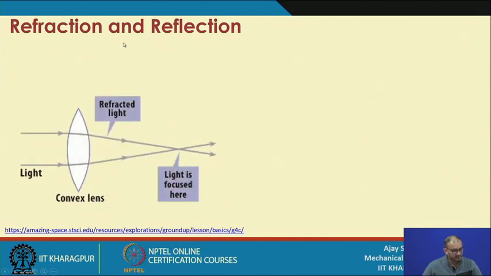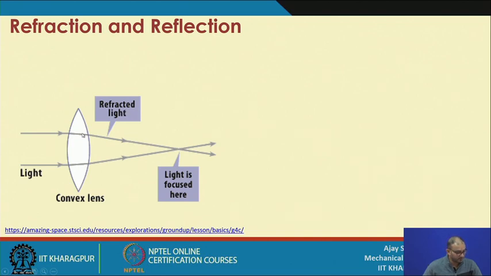Now, what is the refraction? Because we can get two different types of things. One is you can fabricate lenses, and you can fabricate mirrors also. Now, if you see the application of a lens, this is one lens here, and when light is passing through it, it will focus at one location. That is called refraction of the light.